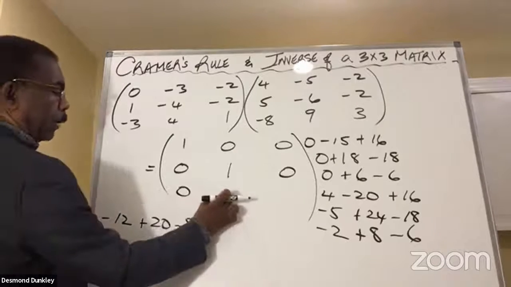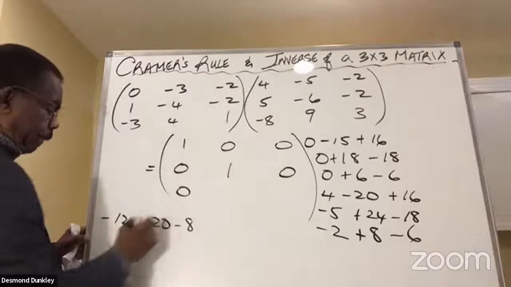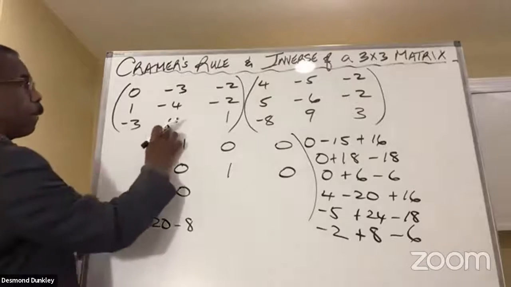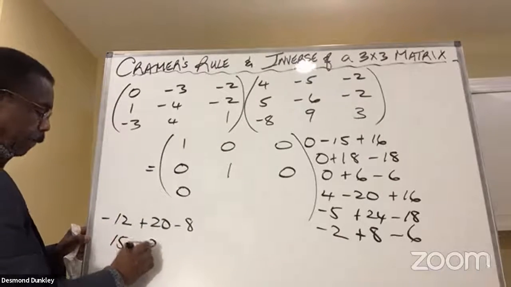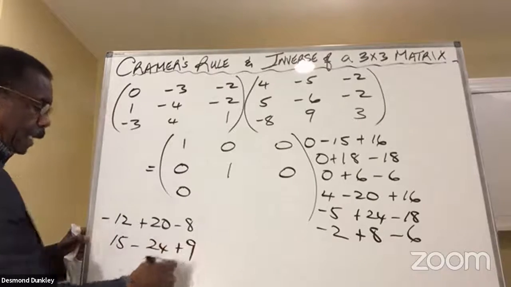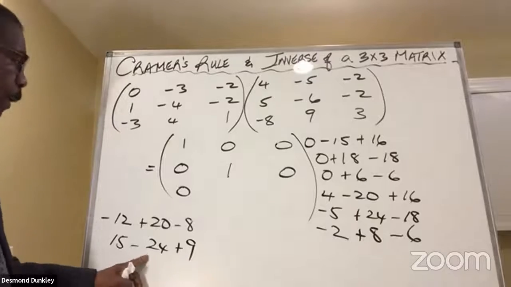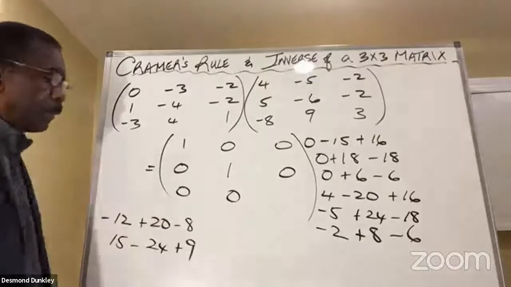Now this is the 3, 2 entry, third row, second column. -3 times -5, 15. 4 times -6, -24. 1 times 9 is +9. So 15 plus 9 is 24. Take away 24 is 0.